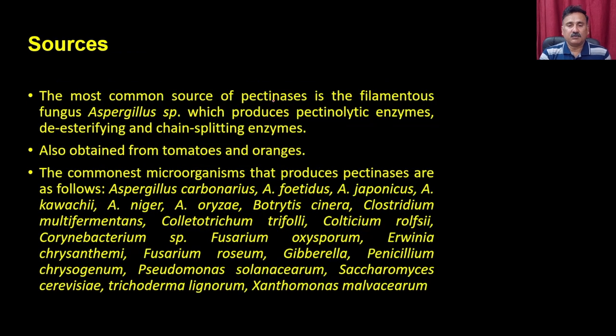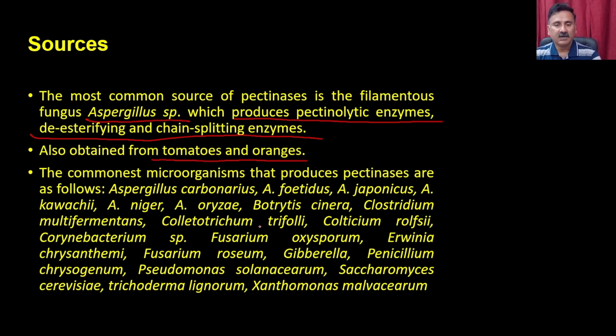Sources. The most common source of pectinases is the filamentous fungus Aspergillus species, which produces the pectinolytic enzymes, de-esterifying and chain-splitting enzymes. They are also obtained from tomato and oranges, and there are other organisms which are also known to produce pectinases.